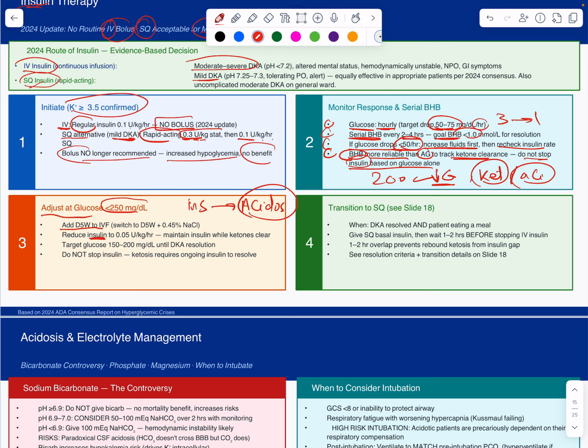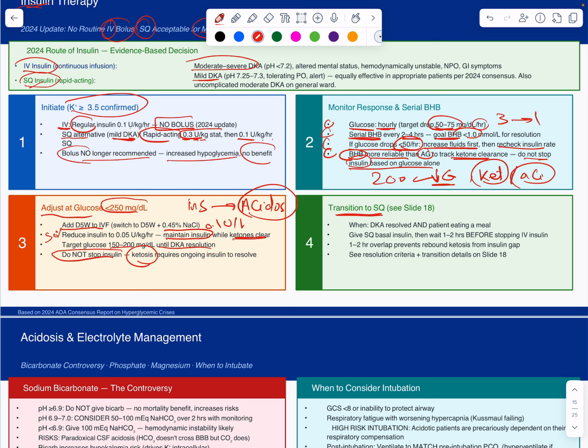In that case, also, once the glucose drops below 250, we drop the insulin rate by 50%. So instead of 0.1 unit per kilogram per hour, we drop it to 0.05. And we are maintaining the insulin here not for the glucose, we are maintaining it till the ketones clear. The target glucose is between 150 to 200 until DKA resolution. And again, we will not stop the insulin even if the glucose went down, because we are treating the ketosis, not the hyperglycemia here.